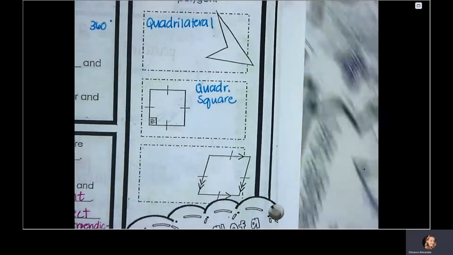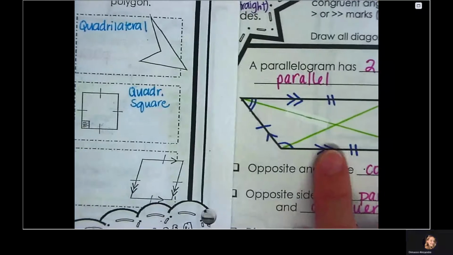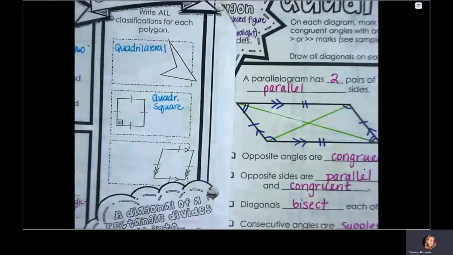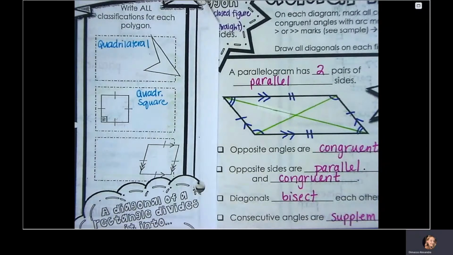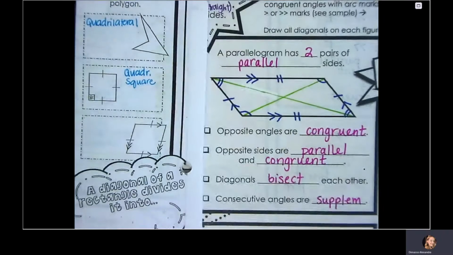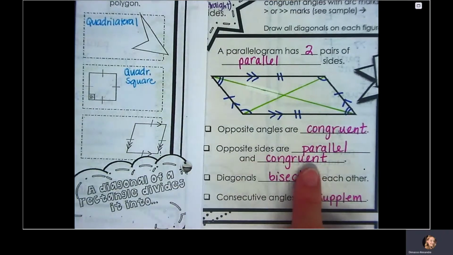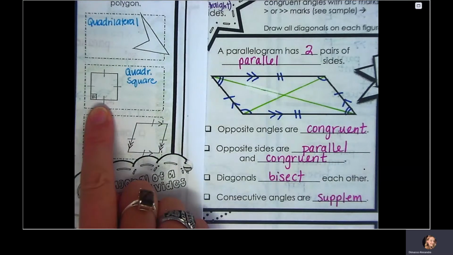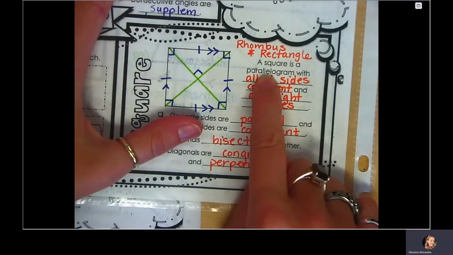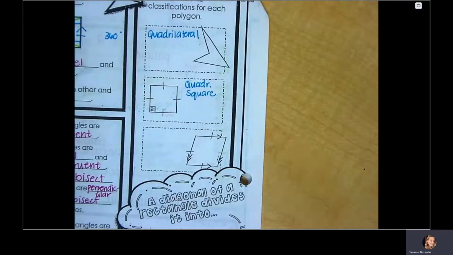Is this one a parallelogram? Why not? Why do you think that? Ooh, does the definition say it has to be that though? It just says opposite sides are parallel and congruent. Are your opposite sides parallel? Yeah. Are they congruent? Yeah, they're all the same, right? Also, don't forget, if you look at the definition of the square, a square is a parallelogram. So you also have to write down parallelogram.